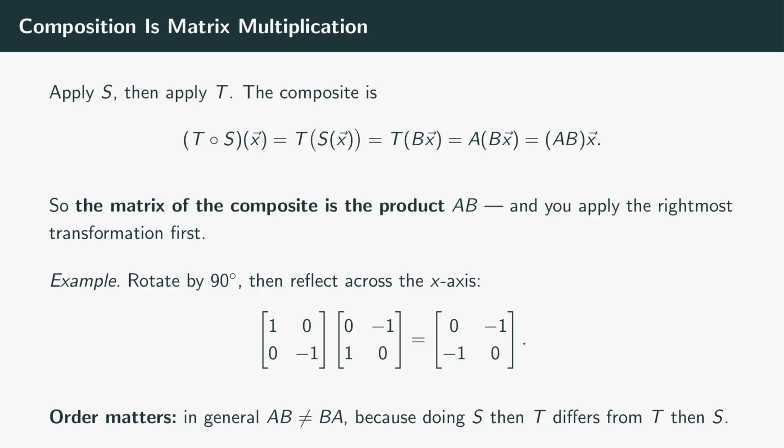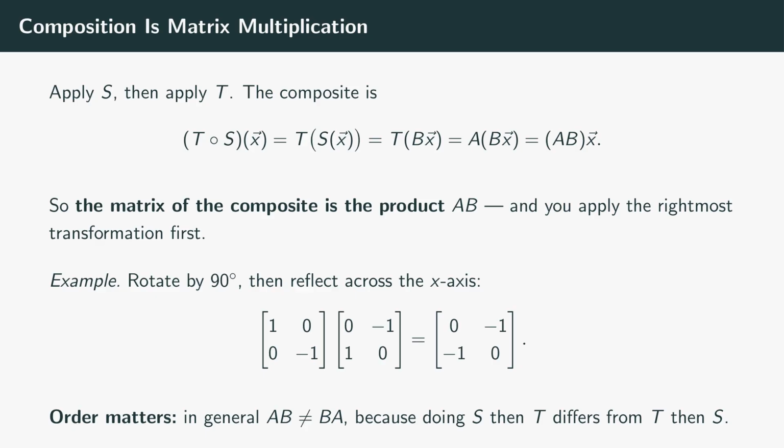And A times B times X, by the way matrix multiplication associates, is the matrix AB times X. So the matrix of the composition is the product AB. This is the real reason matrix multiplication is defined with that row times column rule. It is built precisely so that multiplying matrices matches composing the transformations they represent. Notice you apply the rightmost matrix first because it acts on the vector first.